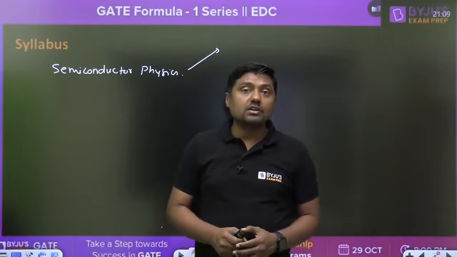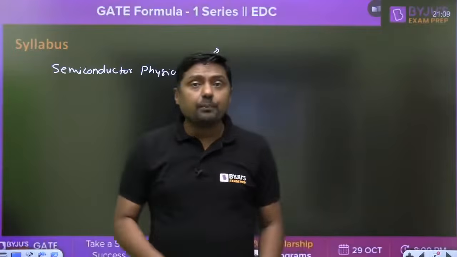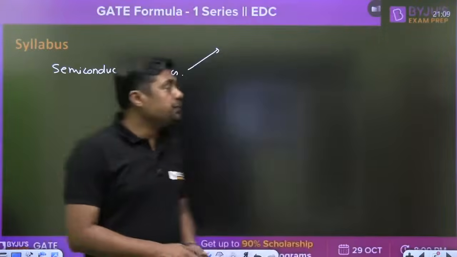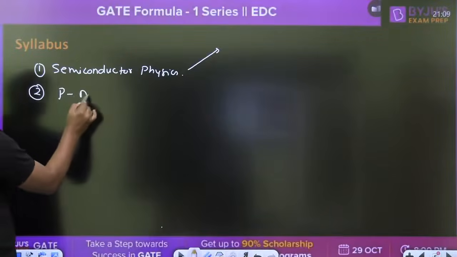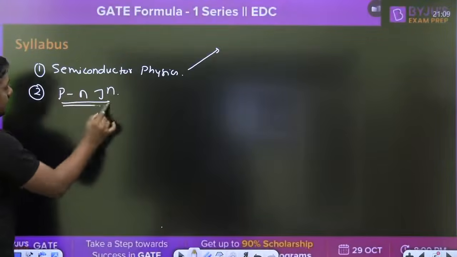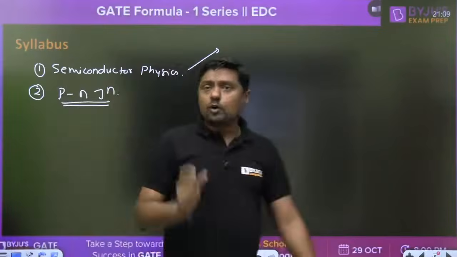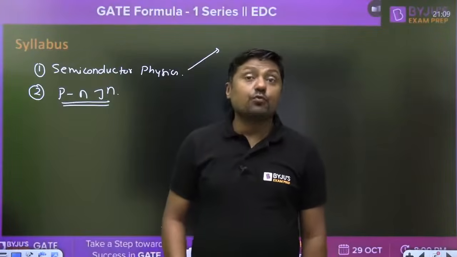Law of neutrality we will discuss, continuity equation, okay, and then after that p-n junction. This is the first topic. Then second one is p-n junction. In p-n junction I will give you the formula about what is built-in potential, that is V naught.